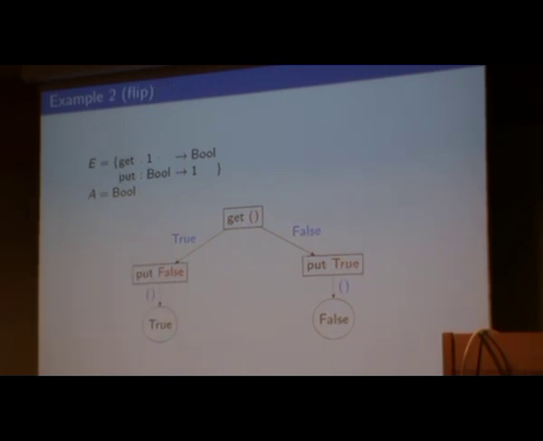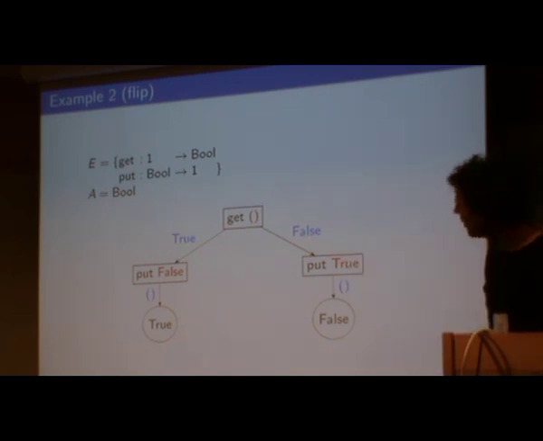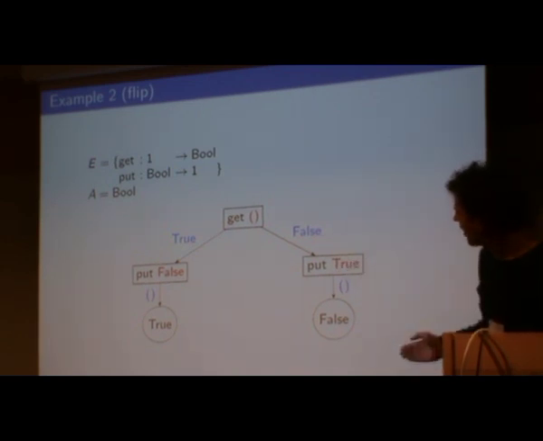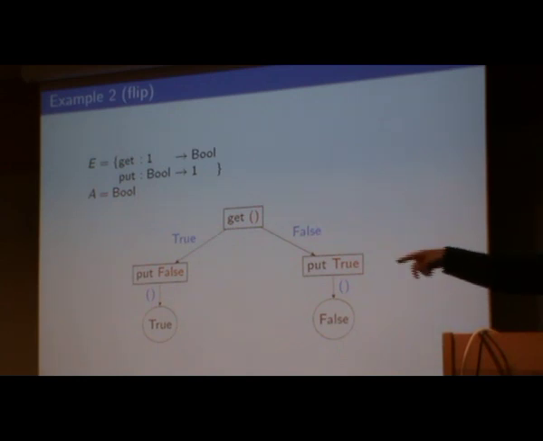Another very simple example. Now we have read-write state, so we have a put operation as well, but the input is Boolean and it doesn't return anything. So, define a flip operation. What does this do? It reads the value, and then if it gets true, then it writes false. If it gets false, it writes true, and it returns the original value.